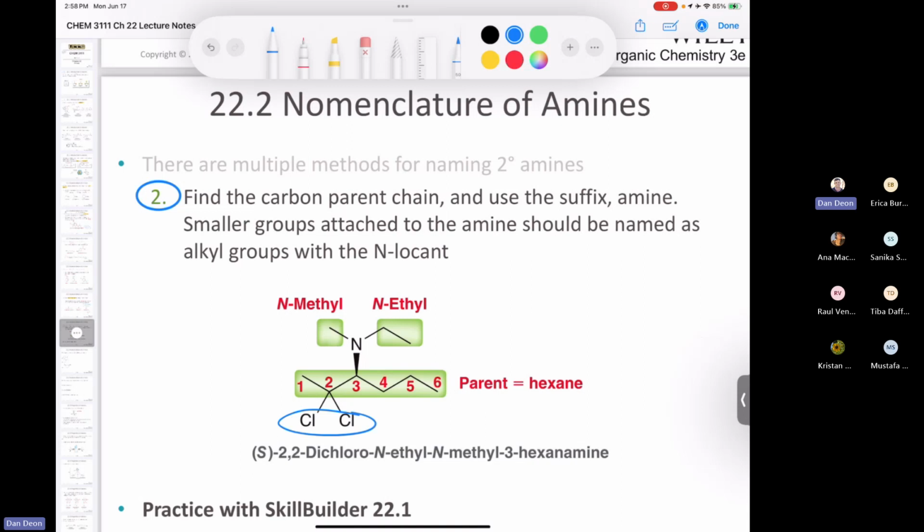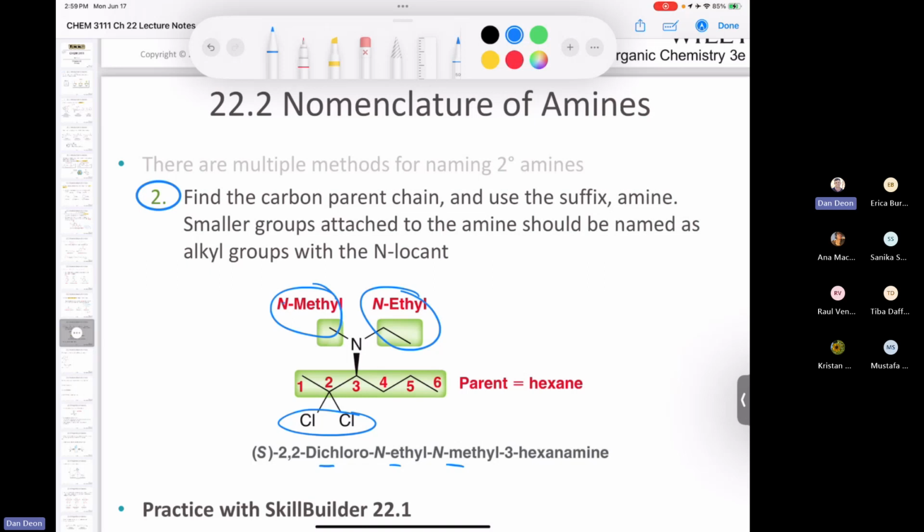You have a 2,2-dichloro, you have an N-methyl and an N-ethyl. Remember, we use the prefix N to say that the methyl is attached to the nitrogen or the ethyl is attached to the nitrogen. Then remember, you ignore the di prefix and you ignore this N prefix. And so you would put the groups in alphabetical order. C for chloro, E for ethyl, M for methyl. So the stereochemistry here is S, so it's S, 2,2-dichloro, N-ethyl, N-methyl, 3-hexane amine.